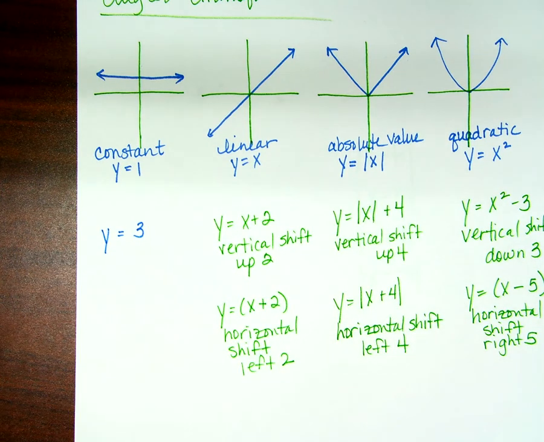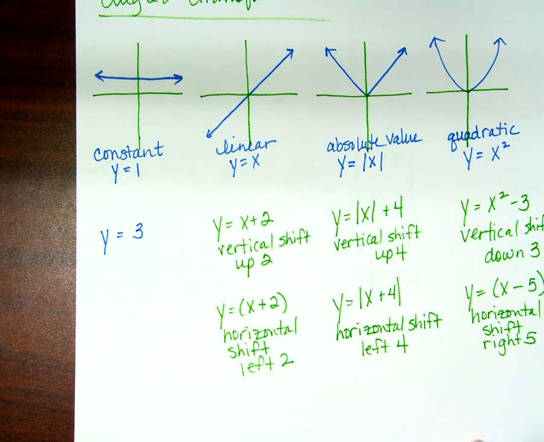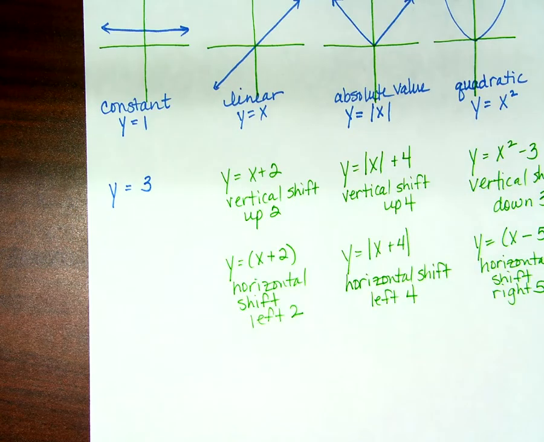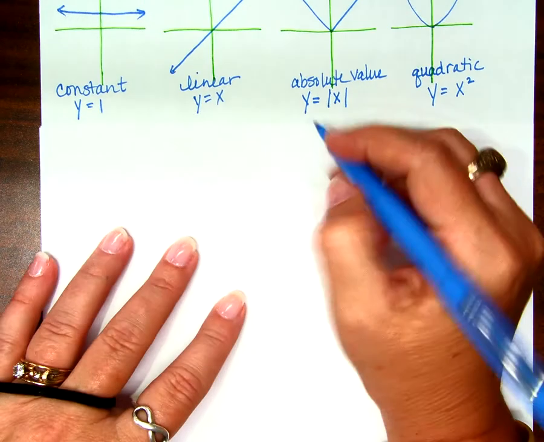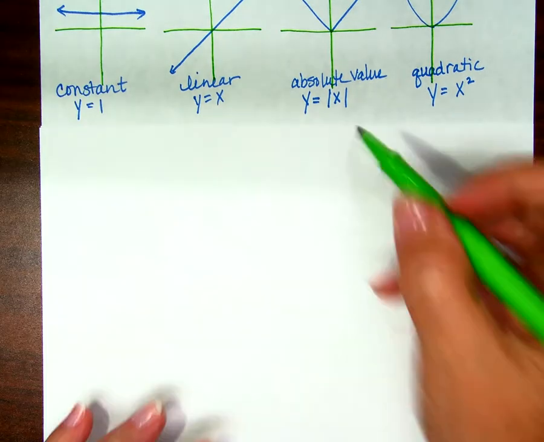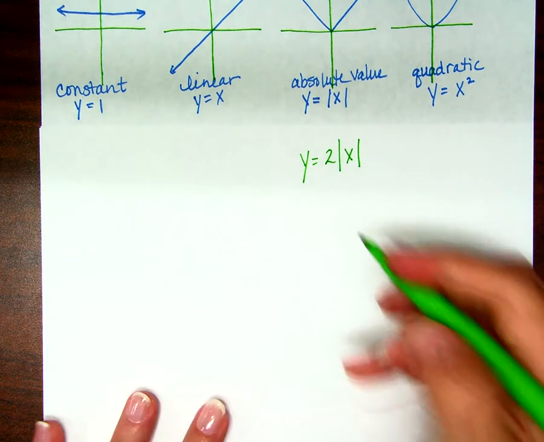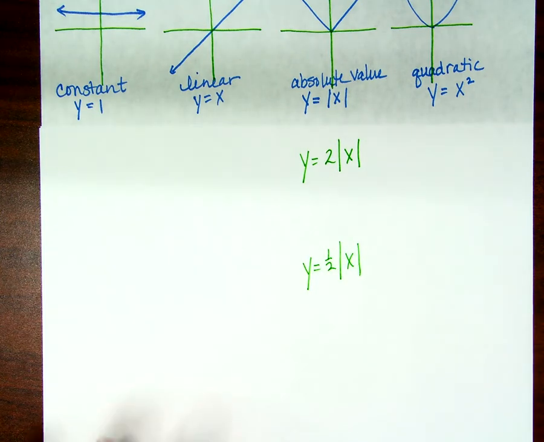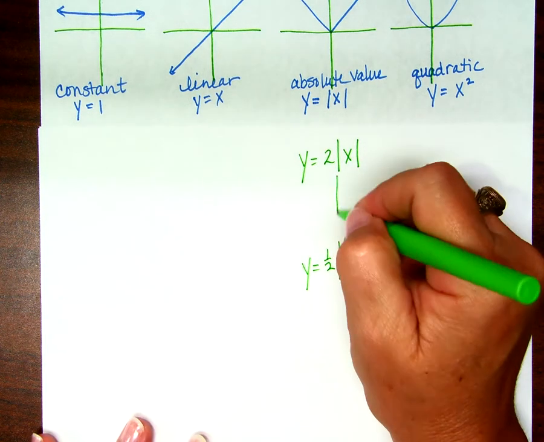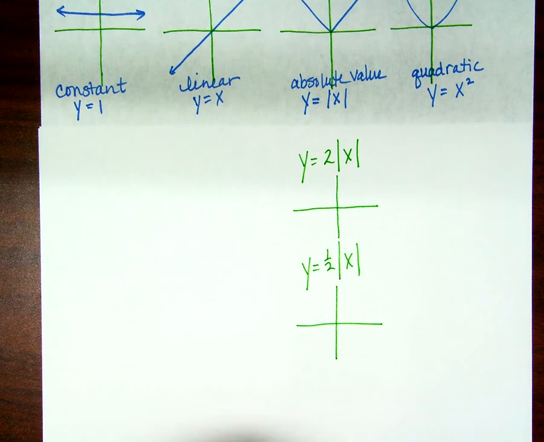So is that the only kind of transformations we could have? Things being added or subtracted? What else could we have? Multiplying and dividing, right? What if we have multiplying and dividing? Well, let's talk about that real quick. What if I have, different color, y equals 2 absolute value of x compared to y equals 1/2 absolute value of x. These are the two that I want to talk about. Okay? So we're going to actually look at these visually. The parent is right here.